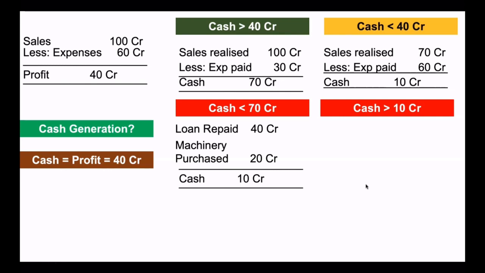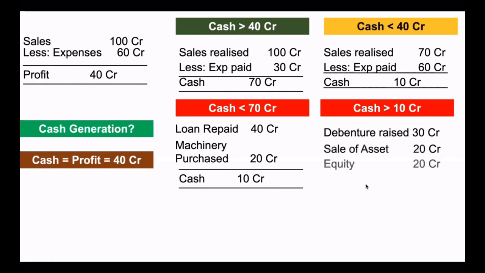And in the second scenario, let's say a debenture has been raised, money has come in for 30 crore. Some asset has been sold, 20 crore money had come in. Equity, money had come in from owners, 20 crore. So we have 70 crore money coming in. So now the total position is 80 crore.